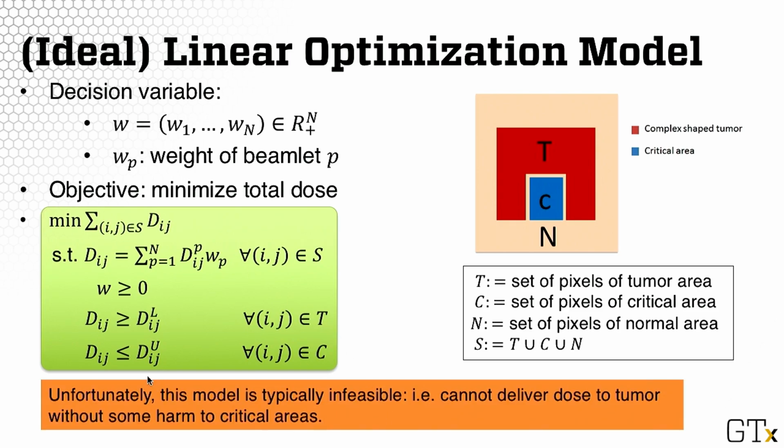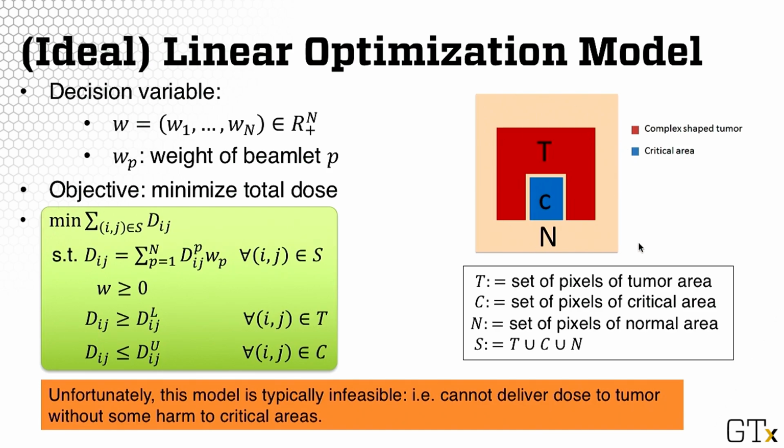But unfortunately, this linear programming model looks very simple. The problem is this model is usually infeasible. Because of the complicated shape of the tumor, it's usually impossible to get a radiation plan so that the tumor area gets enough radiation and the critical area gets not much radiation. So this linear programming model is simple, but it's an idealistic model. It's not realistic in a real situation if the tumor has a very complicated shape.